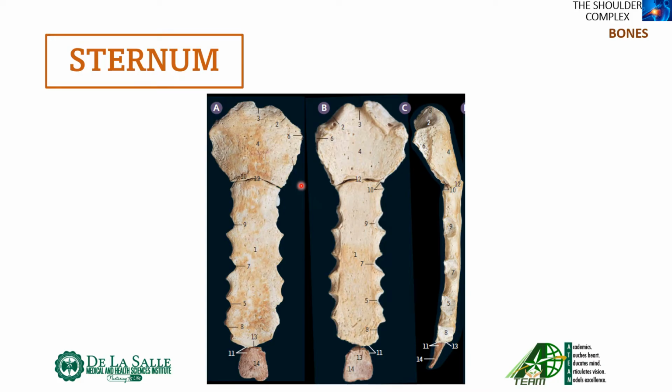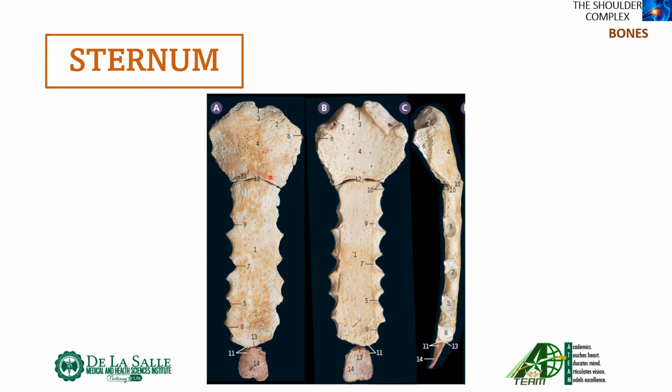Now you can count the succeeding ribs, or you can identify the location of the other ribs, because the first rib is usually very difficult to palpate. So with that, the notch adjacent to the angle of Louis is the notch for the second costal cartilage of the second rib.